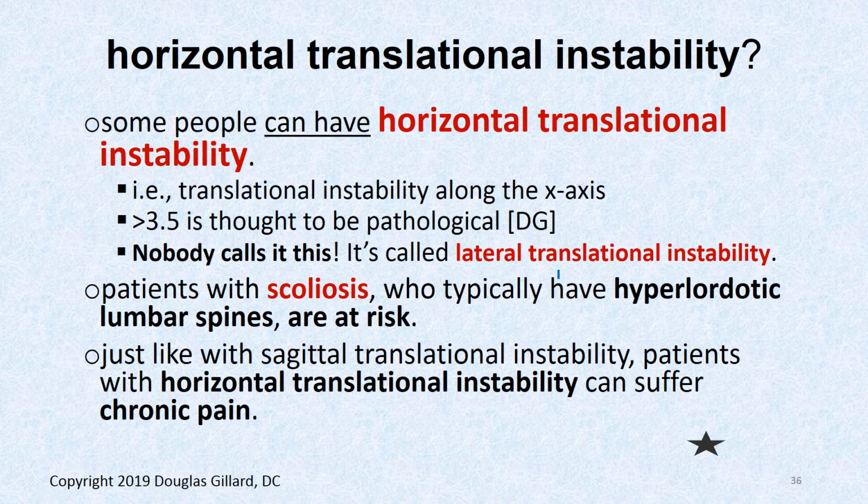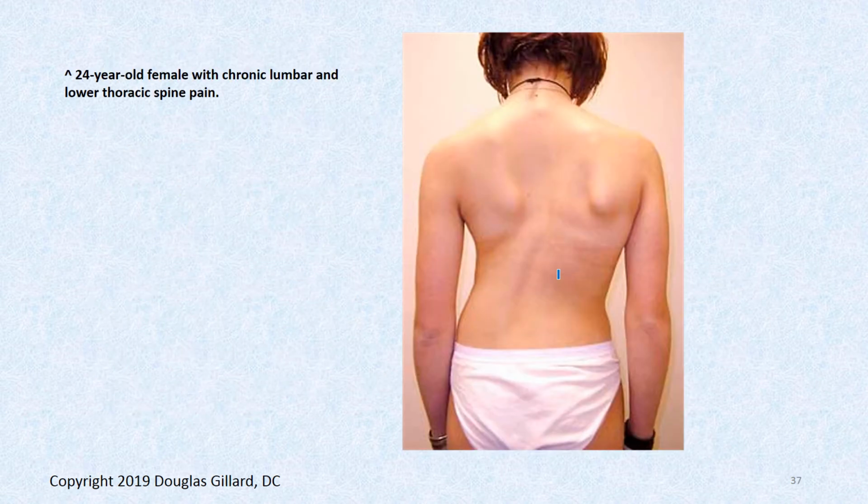Right, so scoliosis patients who have hyperlordotic lumbar spines are at risk for this. And just like with a sagittal translational instability, the front and back slip, patients can have a horizontal translational instability, and that can result in chronic pain, or you could say a lateral slip.